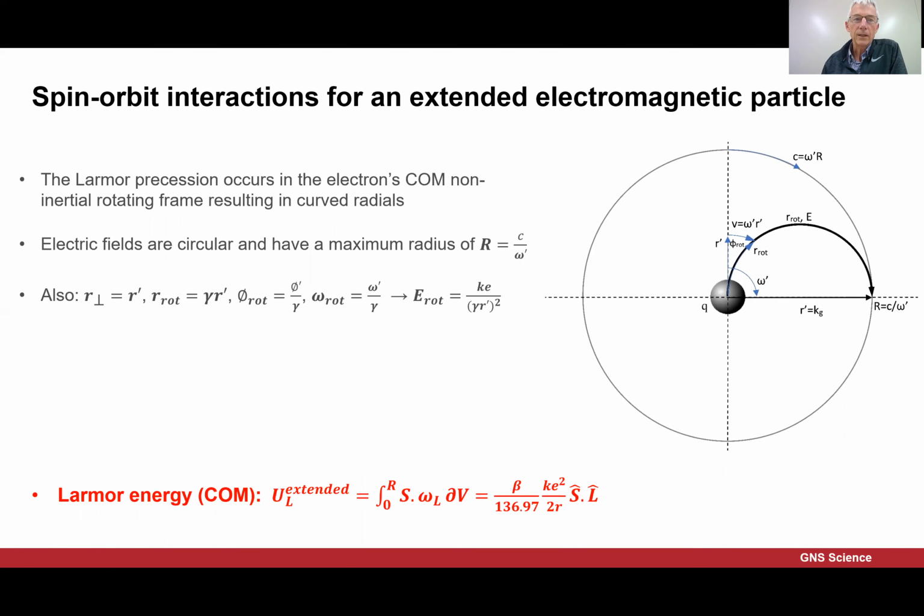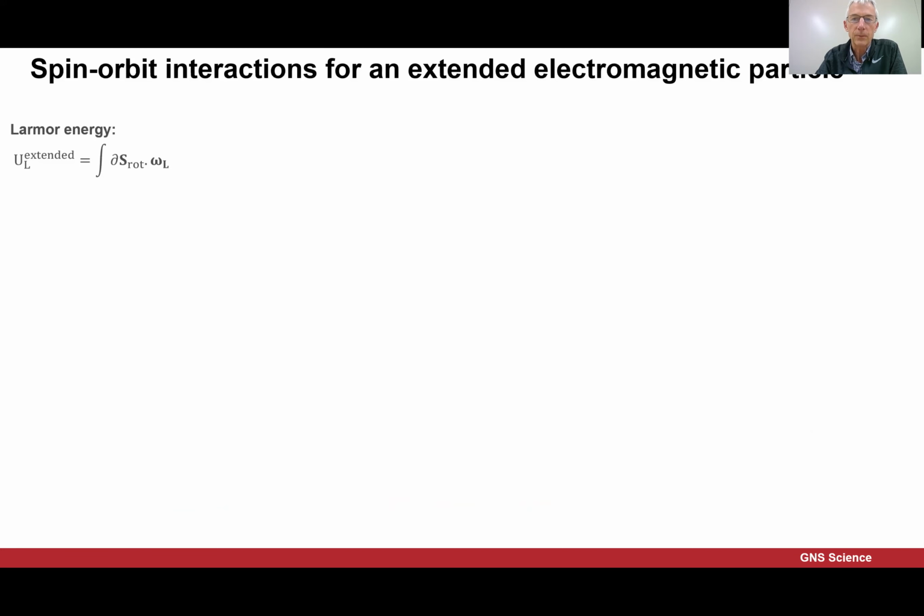However, when we consider the spin-orbit interaction, which is based in the electron's rotating frame of reference, then the electric fields are no longer radial. They take on curved trajectories, and we end up with a different interaction. And that's what I want to go through here: how did I do that calculation in the paper?